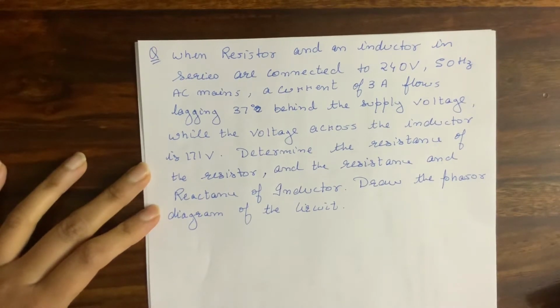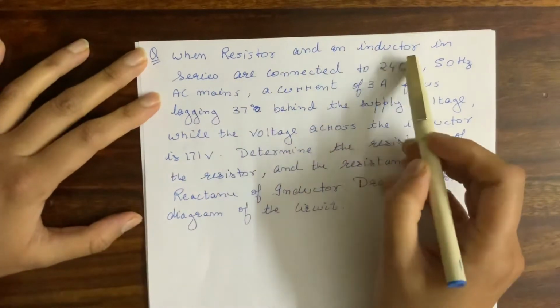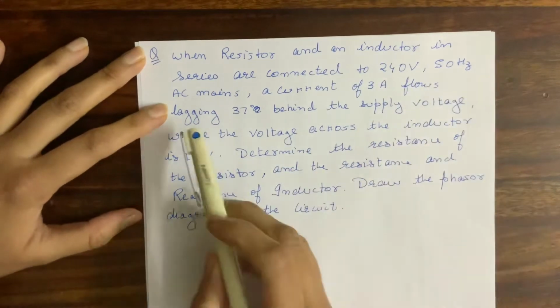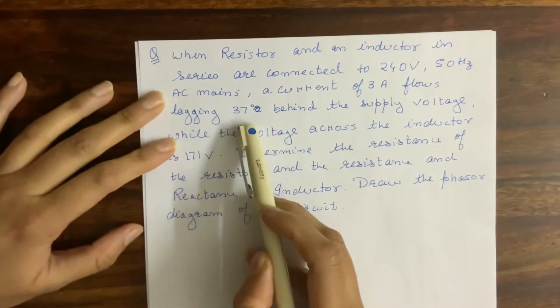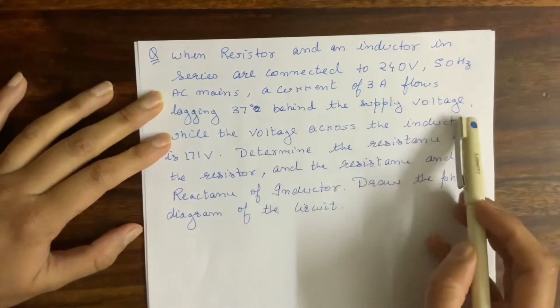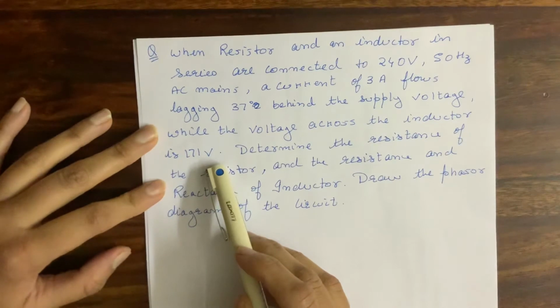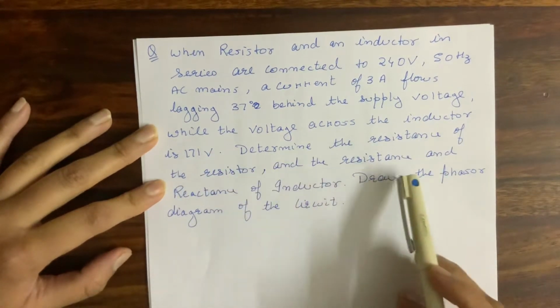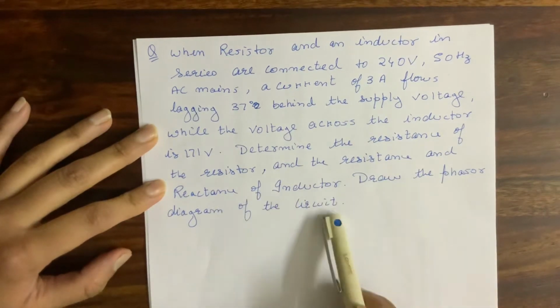So my first numerical is: when a resistor and an inductor in series are connected to a 240 volt, 50 hertz AC mains, a current of 3 ampere flows, lagging 37 degree behind the supply voltage, while the voltage across the inductor is 171 volts. Determine the resistance of the resistor and the resistance and reactance of the inductor. Draw the phasor diagram of the circuit.